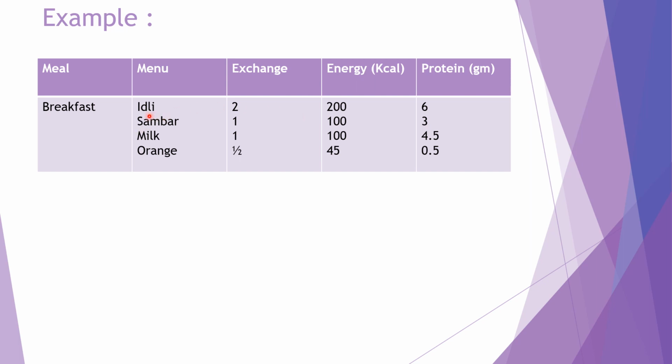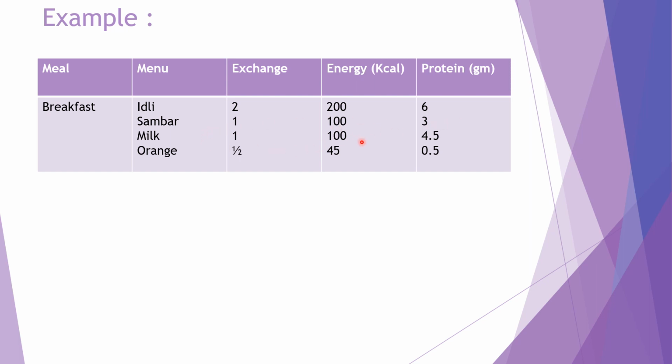So in the example, one idli is one exchange, providing 100 kilocalories of energy and 3 grams of protein as per the exchange list which I have shown previously. Idli, sambar one exchange, milk one exchange, and orange or apple, any fruit is one exchange. Here I have taken 2 exchanges of idli, so 200 kilocalories and 6 grams of protein. One exchange provides 3, 3 plus 3 is 6.